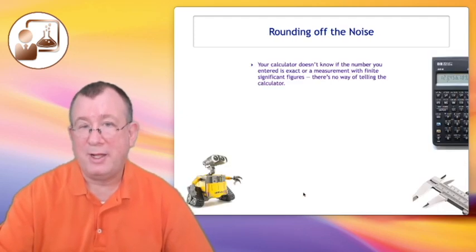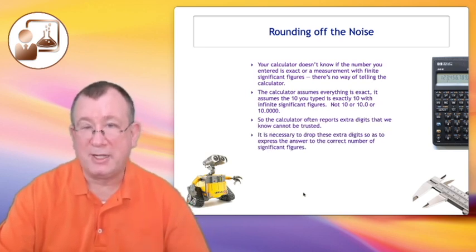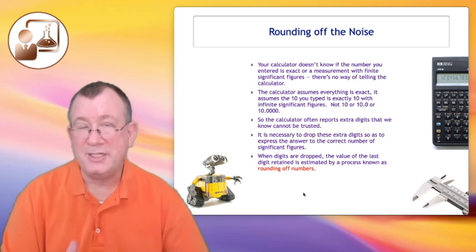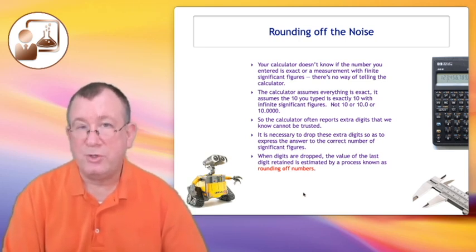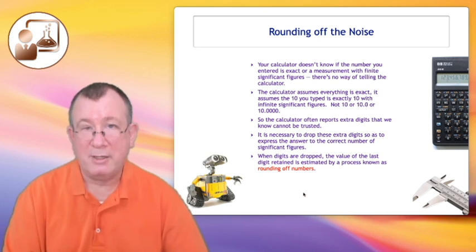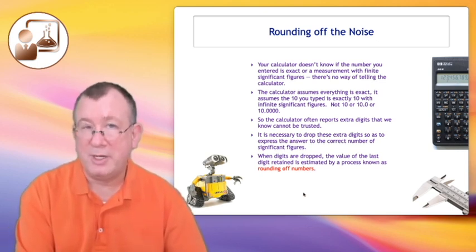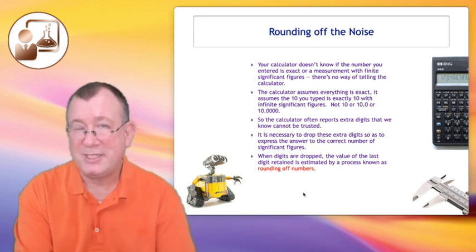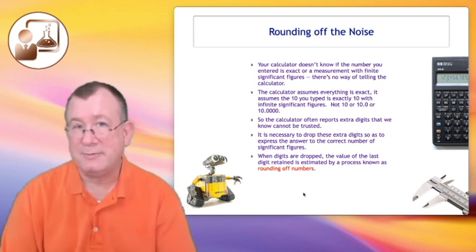Now, your calculator is a great toy. I love my calculator. It's a wonderful tool, but it doesn't understand significant digits. So when you do a calculation, you're going to have to rein it in. You're going to have to find the significant digits. I'll show you how to know them in a minute. And then you have to cut them off and round the number where the significant digits end.